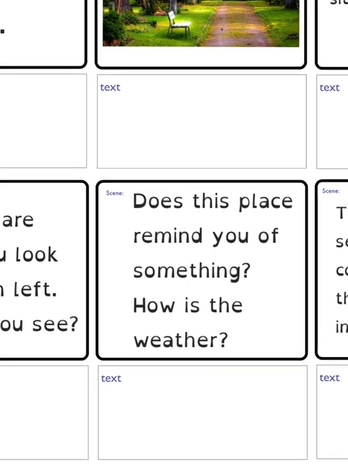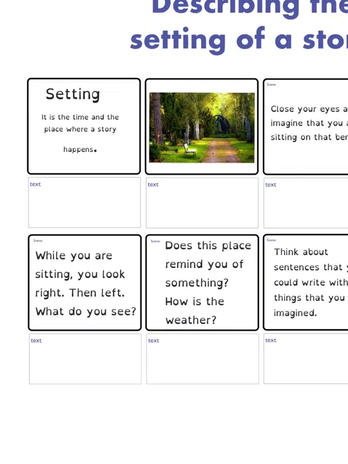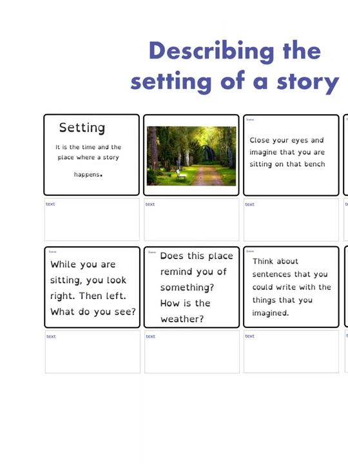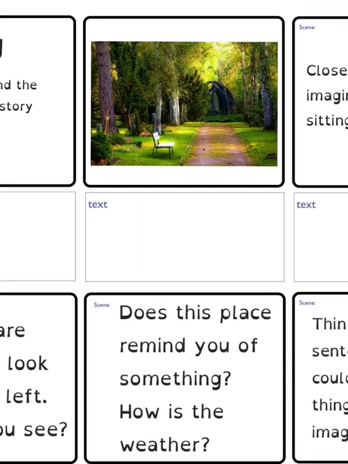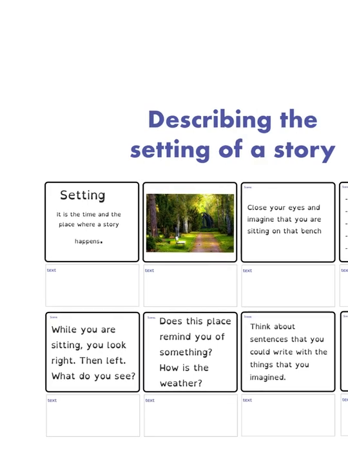Another question that can help us describe settings is: does this place remind you of something? Maybe you can connect with prior experiences that you had. Maybe you went to a park that looked just like that. So you can connect it with your experience. How is the weather? Is it chilly there? Do you need a jacket? Or is it very warm and nice? You can wear maybe shorts and short sleeves.